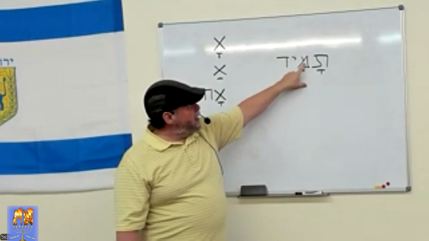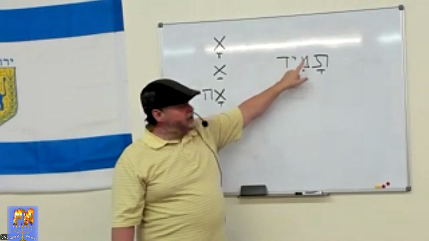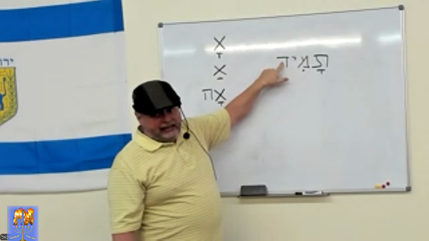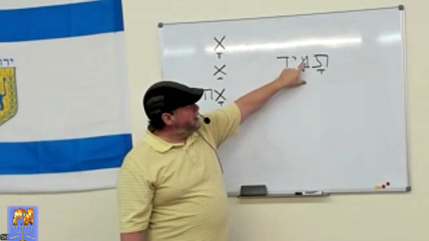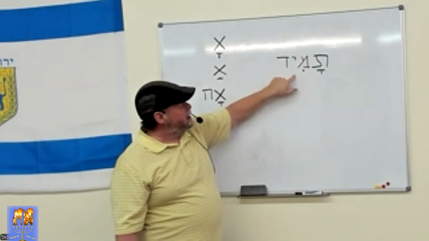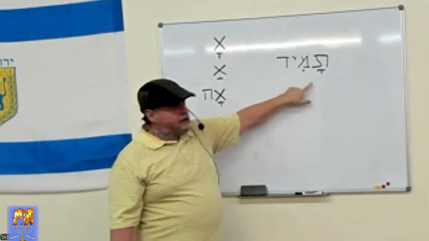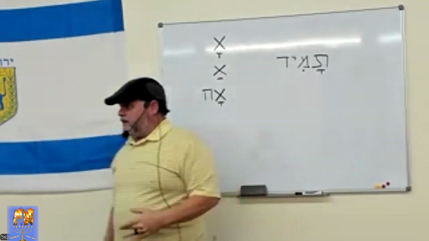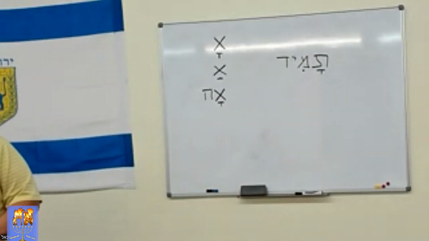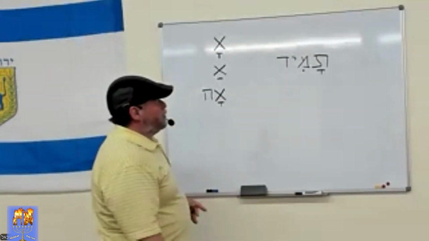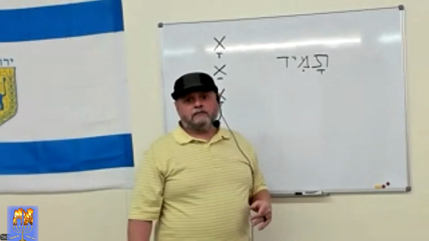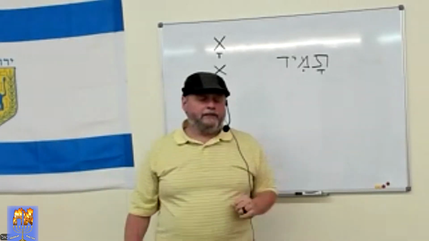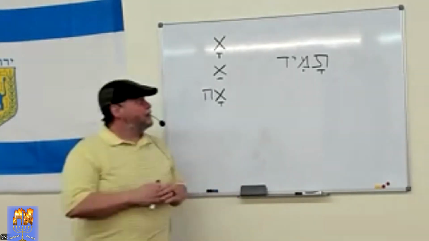Then we have the letter mem, which is an M sound, and it's pointed kidik yod, all right? And then a dalet. So we have m, e, d, mid, tamid. Okay? Tamid. All right? Tamid. All right, so what does the word tamid mean? That's Talmud. Talmud. All right? Tamid. What does that mean?